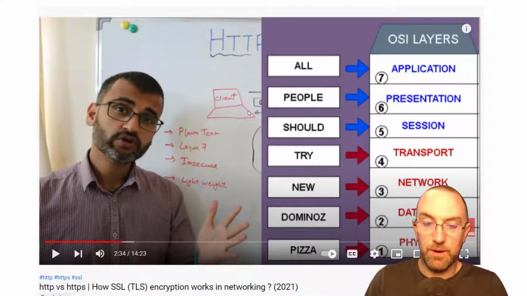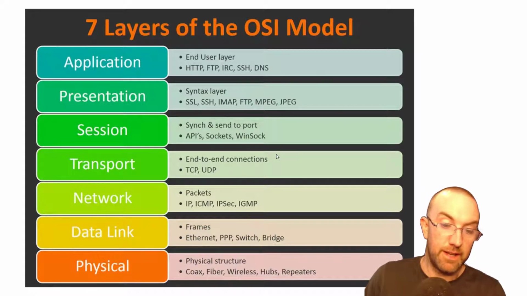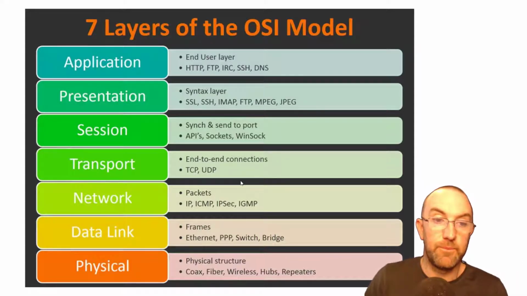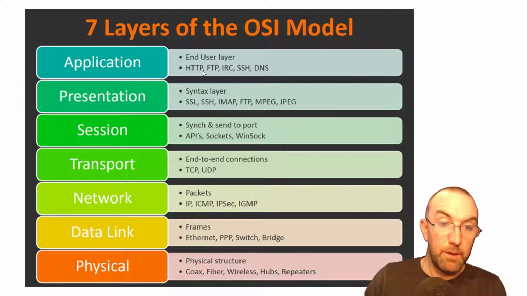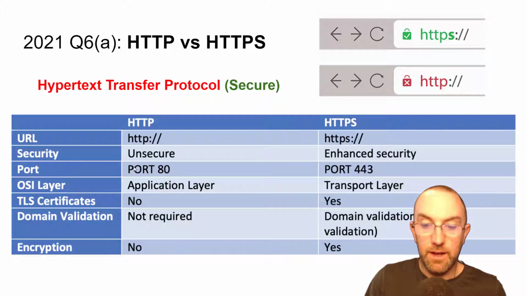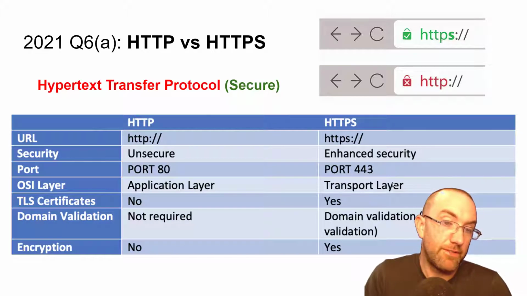So basically the way this works is that HTTPS and HTTP work at different layers. You can see up here the application layer is HTTP, but HTTPS is, I think, down here, the transport layer. Yeah, it is. So it's just down a bit. So that's the last difference.